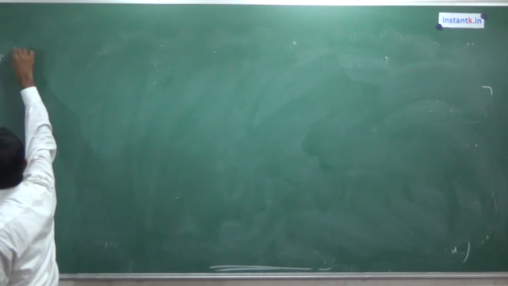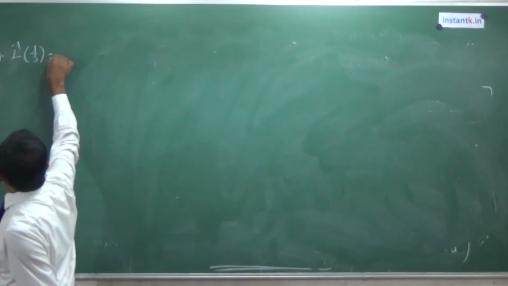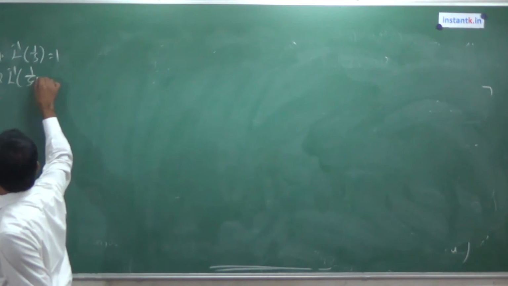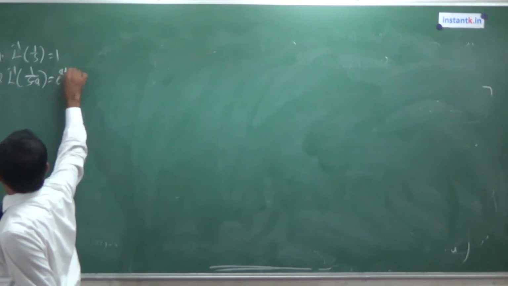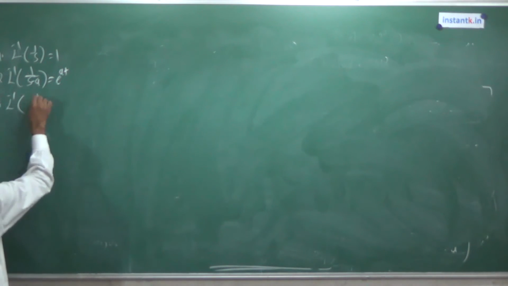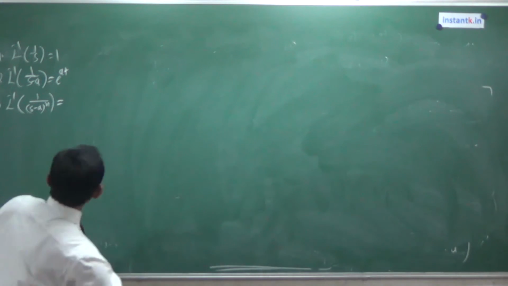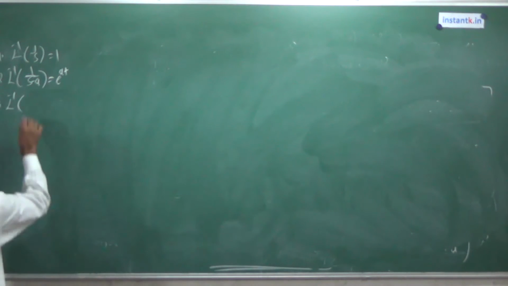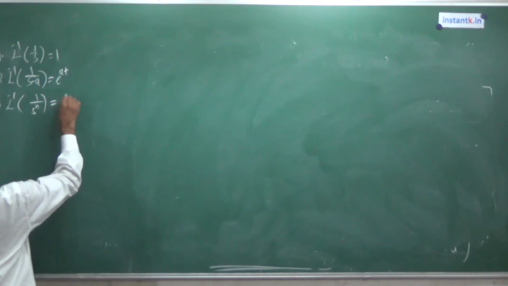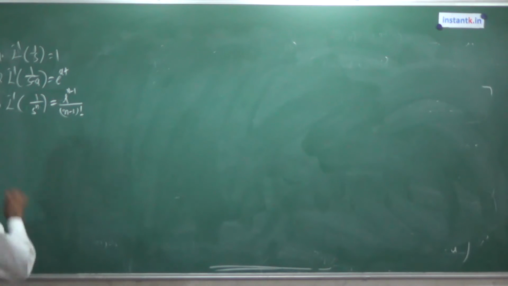Because it is the reverse process of finding the Laplace transform, L inverse of 1 by S must equal 1. Next is L inverse of 1 over S minus a, which is e power at. If it is 1 over S minus a to the power n, what will be the answer? Before that, write the Laplace inverse of 1 over S to the power n. If n is an integer, it is t to the power n minus 1 divided by (n minus 1) factorial.